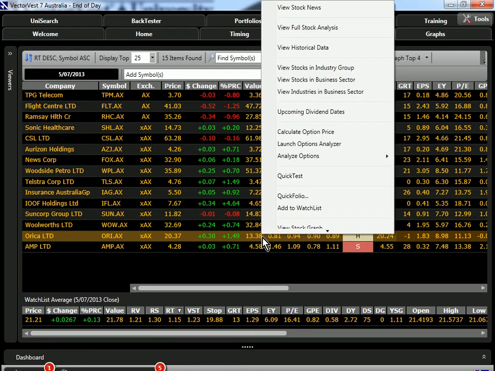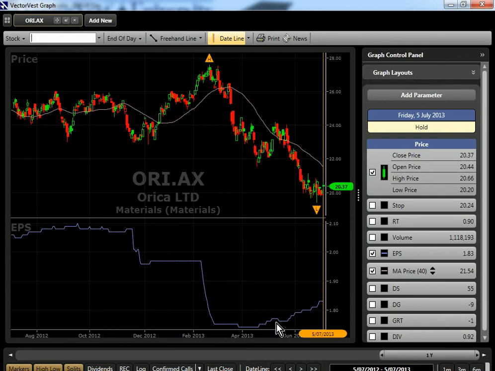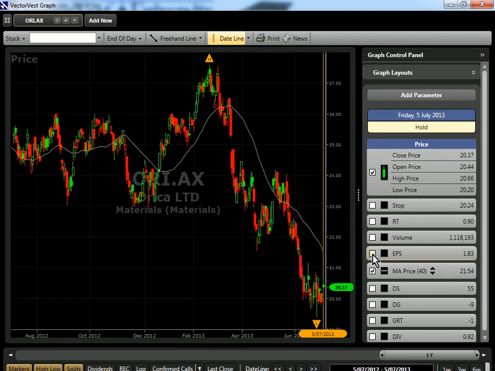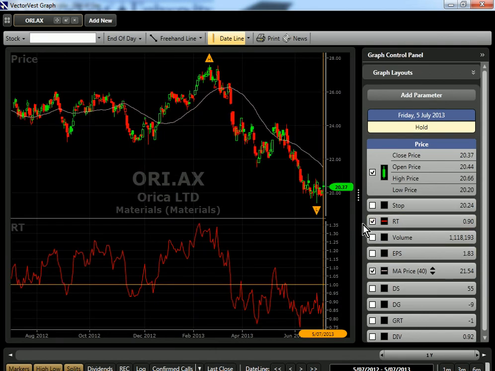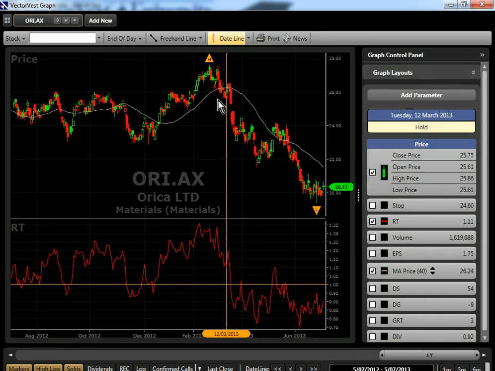Let's take a look at a graph here. Earnings is just recently starting to rise, so that's a good sign. However, it has fallen off dramatically over the last few months. Let me take earnings off, put RT on. Well, we can see recently when price crossed below its 40-day moving average right back here at the beginning of March, RT crossed below 1 not too long after that on the 18th of March.